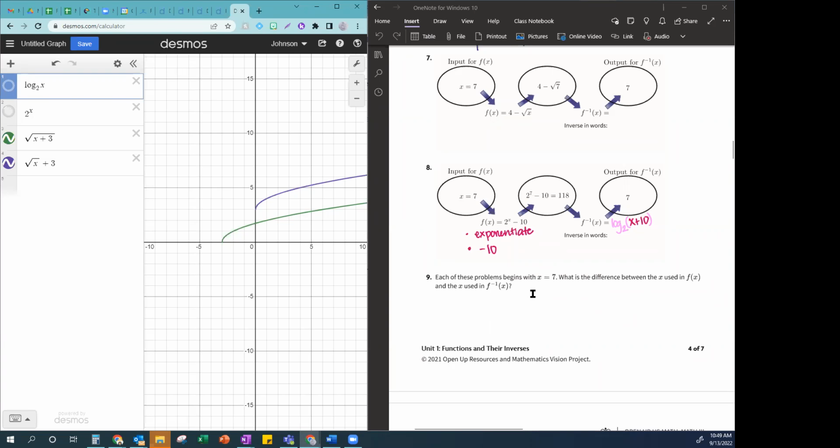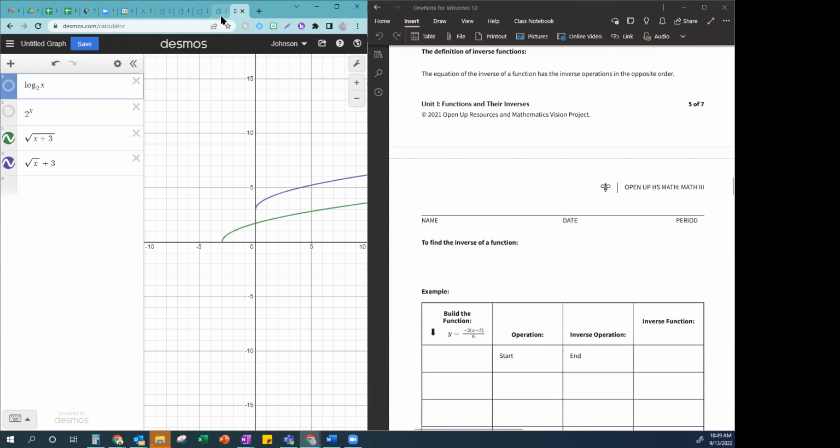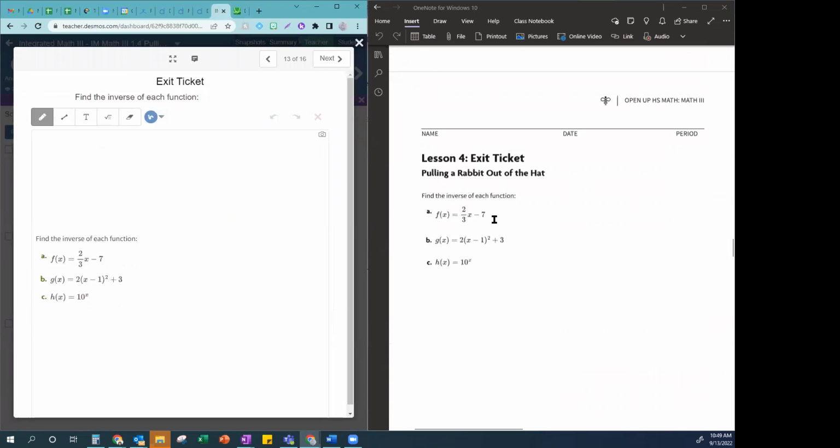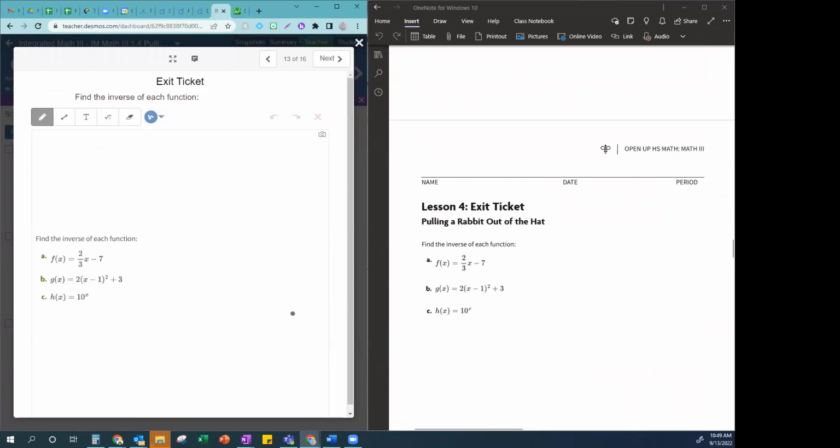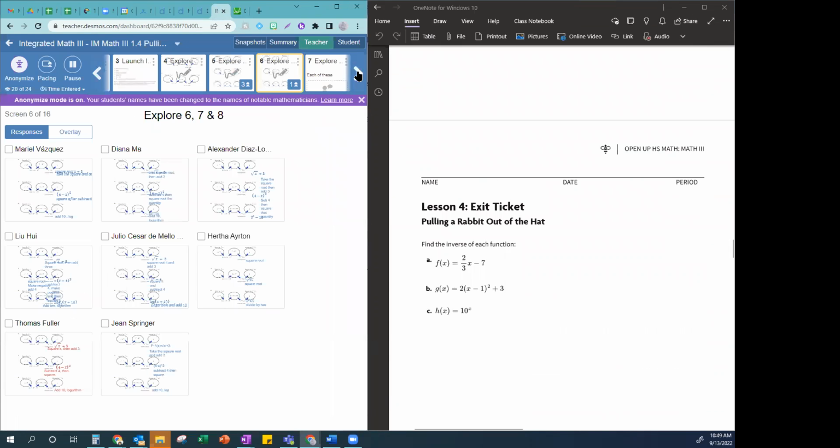Awesome, good question. Okay, 10 done, exit ticket. Find your exit ticket all the way down here. Okay, so your exit ticket looks like this. It says find the inverse of each function. You should be pretty proficient at looking at this and thinking about the inverse functions. So I'm not going to do it on there because I don't have to go back and forth. Just let me, I like looking at what you guys do. Hold on a second. Where's my exit ticket?